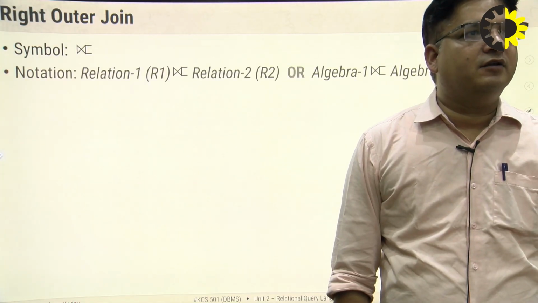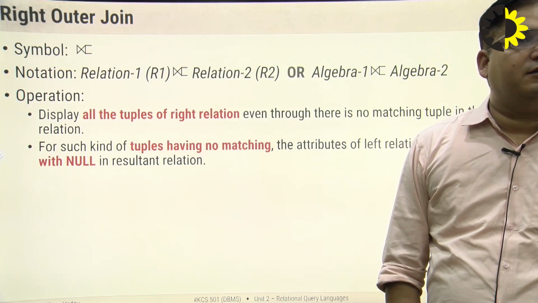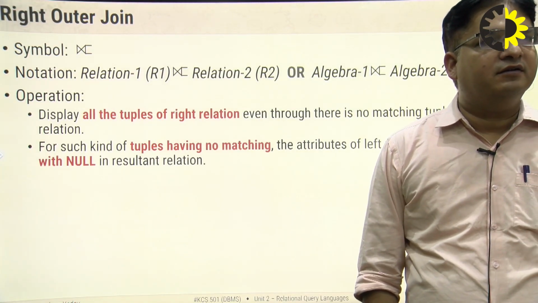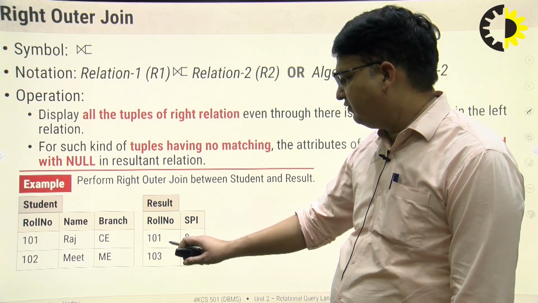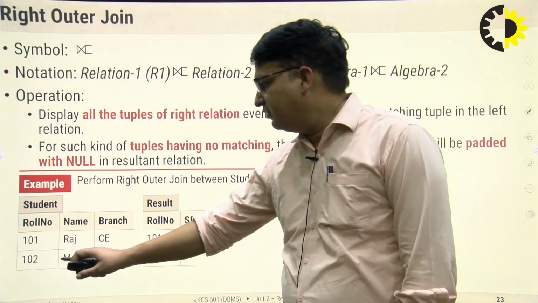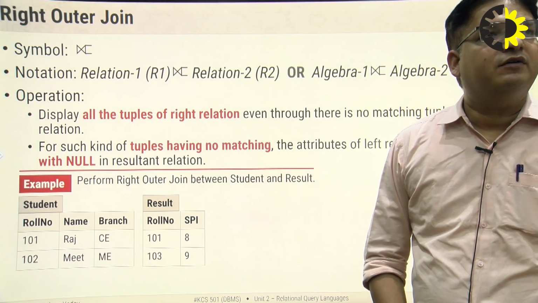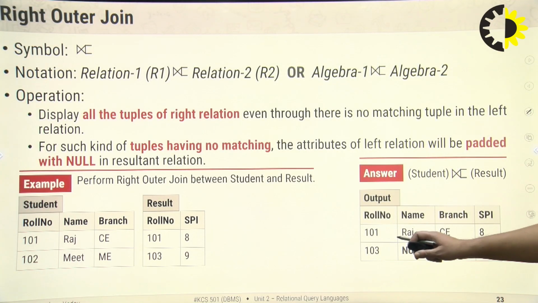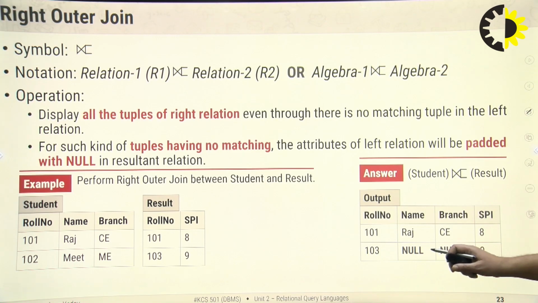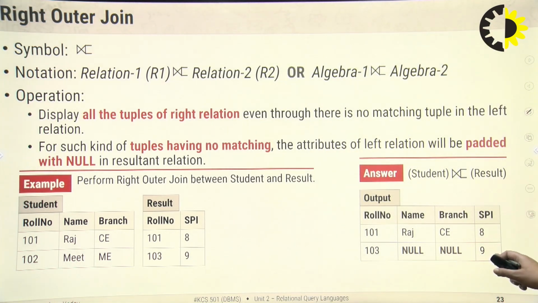Now right outer join. It will display all the tuples of the right relation even though there is no matching tuple in the left table. Let us start with the example. See, here is 101 and 103, but 103 is not present here and we want to show 103 in the output. Then we have to make use of right outer join. Let us see how this works. 101, Raj, C and 8 is the entry, then 103. Now for this corresponding 103, there is no entry in this table. So these values will be null and the SPI will be 9.